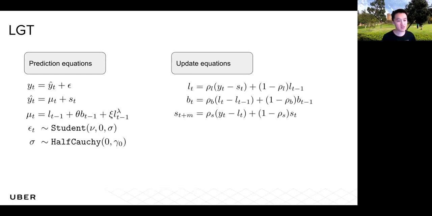Now, here is a deep dive into the LGT structure. Again, it follows the state space and ETS formats. We have the prediction equations and the update equations. One important change is in the prediction equations: in our trend, we include a fraction of the local trend and a fraction of the global trend.